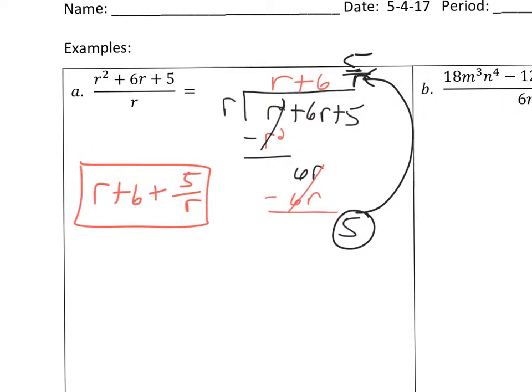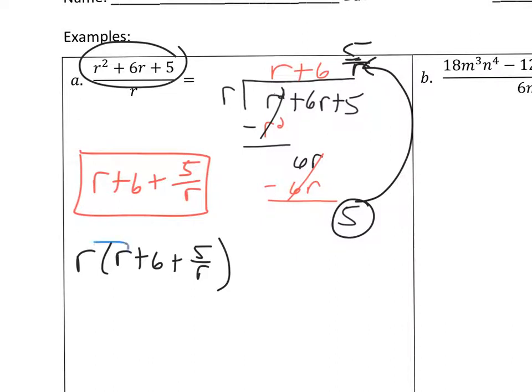Alright, so basically we want to multiply our answer in red by the thing we're dividing by, which in this case is just r, and we want to see if we get our original expression, which would be r squared plus 6r plus 5. So let's take that r and multiply it by our answer, which is r plus 6 plus 5 over r. And our goal is hopefully we get r squared plus 6r plus 5, and that's how we know we did it right.